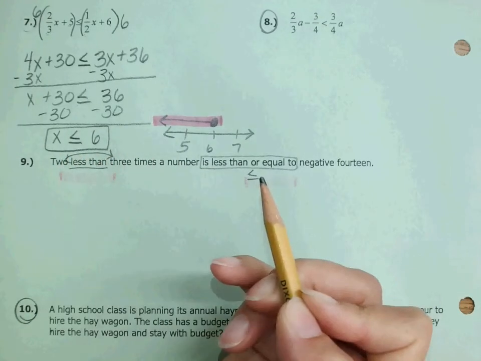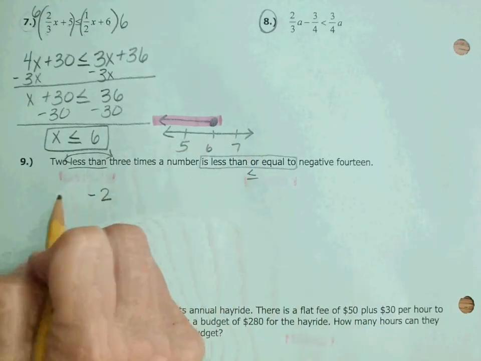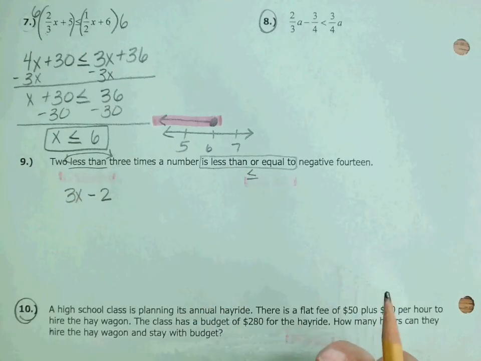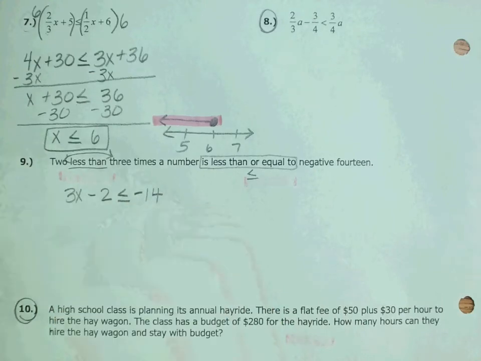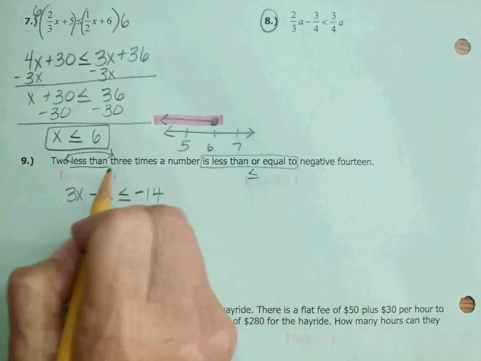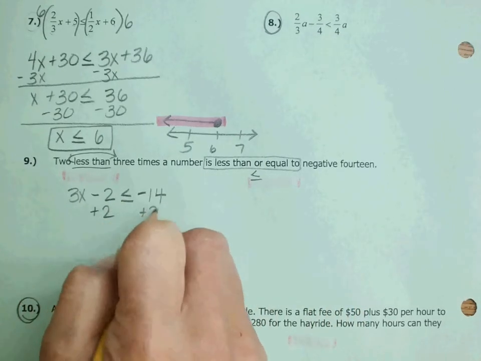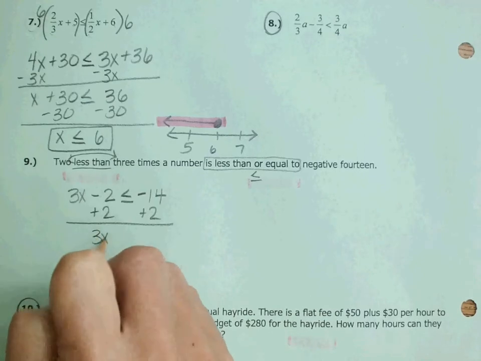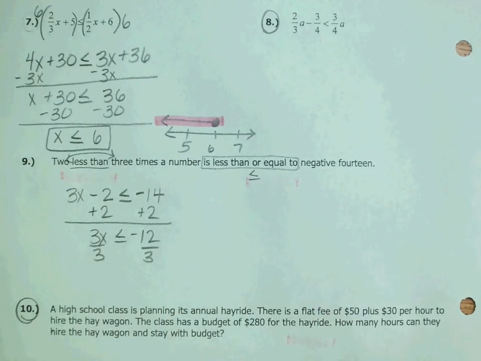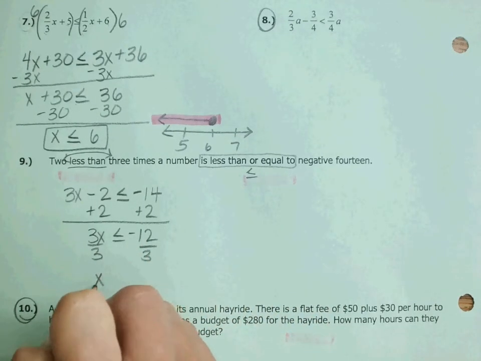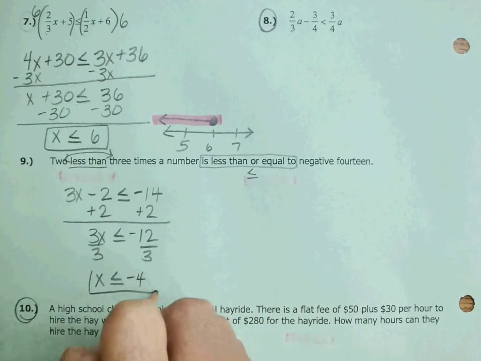Okay, let's go ahead and create that inequality. So 2 less than, so it's minus 2. 3 times the number, there's that 3x minus 2, is less than or equal to negative 14. That's it. And then we just solve. So this is a 2-step inequality, so the 2-step strategy. So I'm going to go ahead and add 2 on both sides. I get 3x is less than or equal to negative 12. Divide each side by 3. It's a positive. We don't need to worry about flipping. So x is less than or equal to negative 4.